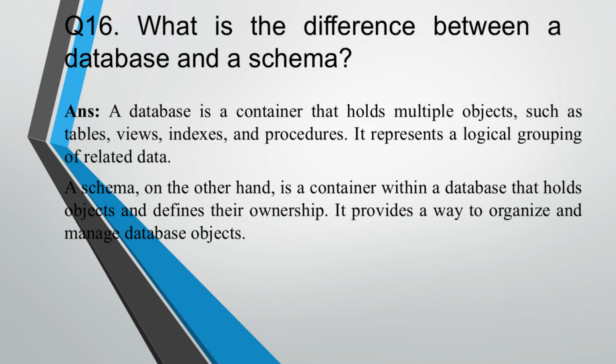What is the difference between a database and a schema? A database is a container that holds multiple objects, such as tables, views, indexes, and procedures. It represents a logical grouping of related data. A schema, on the other hand, is a container within a database that holds objects and defines their ownership. It provides a way to organize and manage database objects.